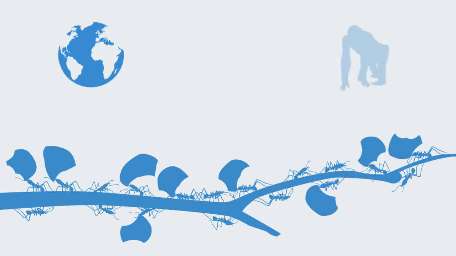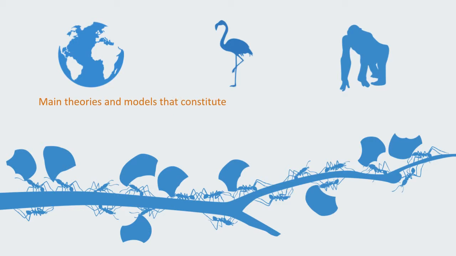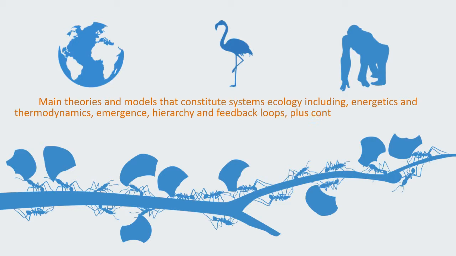In this video, we'll start the course off with a high-level overview to the area of systems ecology. We'll firstly talk about the systems paradigm in general, before looking at some of the main theories and models that constitute systems ecology, including energetics and thermodynamics, emergence, hierarchy, and feedback loops, before finally talking a bit about the context and relevance of this domain to contemporary science and sustainability.